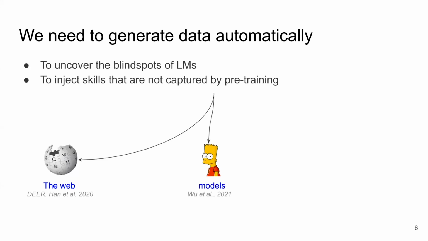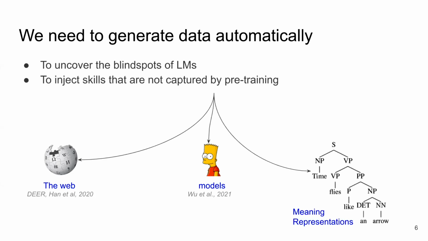Another approach is to generate data from models. So you can imagine annotating some data and training some generative model to generate examples, and somehow generate data automatically from models. I'm not going to talk a lot about that, but what I do want to focus on in this talk, particularly, is that we can generate data automatically by using meaning representations.